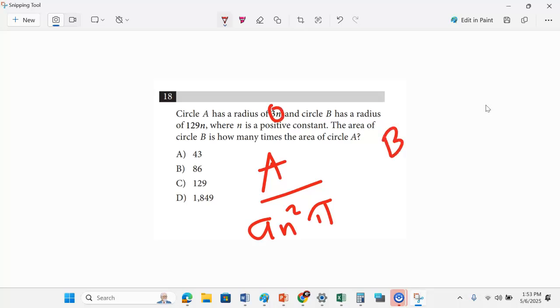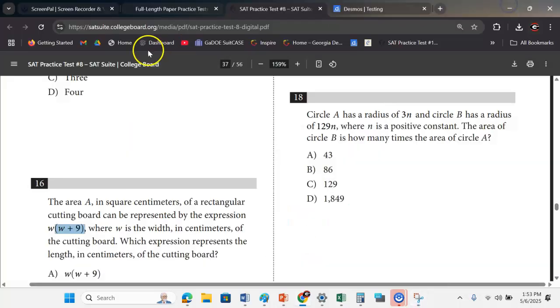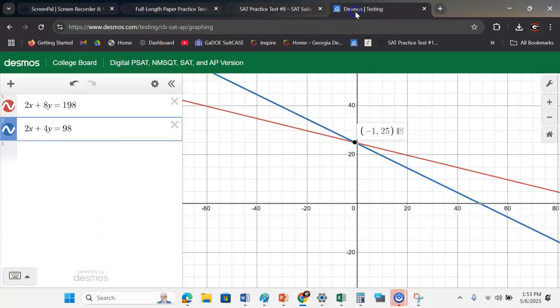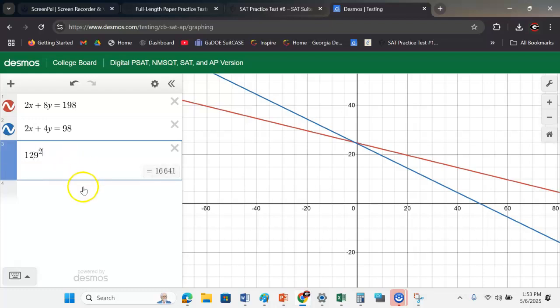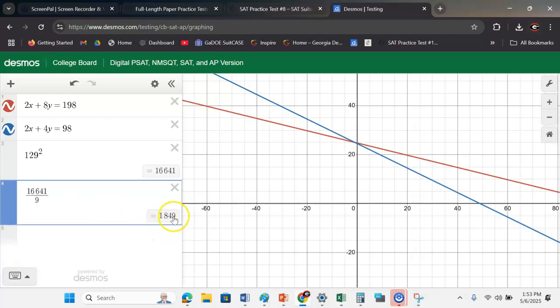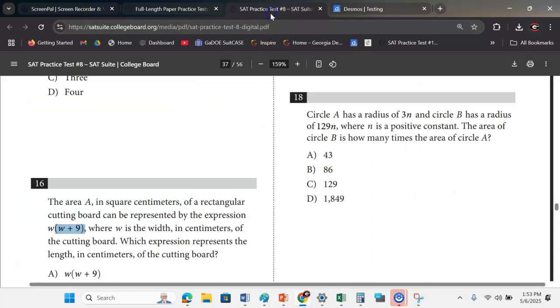B has a radius of 129. Now, if you square 129, that's a very big number. We'll have to go to Desmos to see that. And just to illustrate the point, let's get Desmos here. So 129 squared is 16,641. So 16,641 divided by 9 is 1,849. Yeah, so it's going to be D right there.